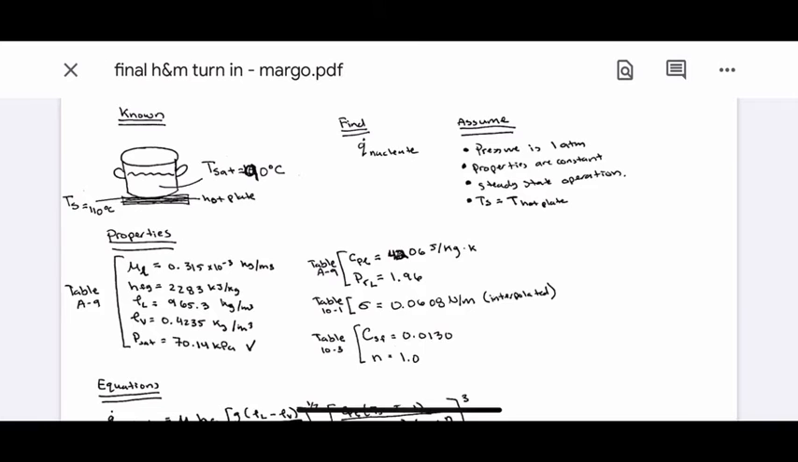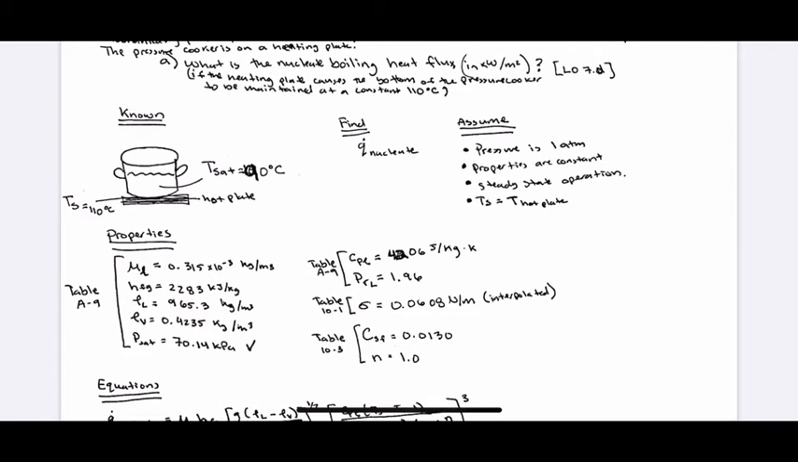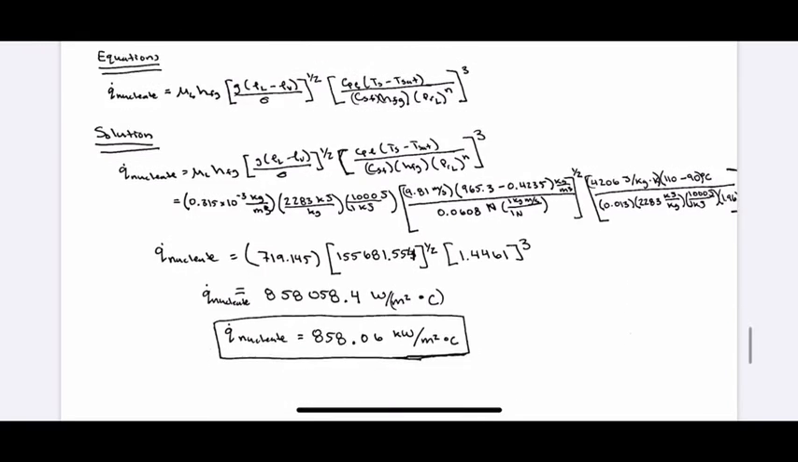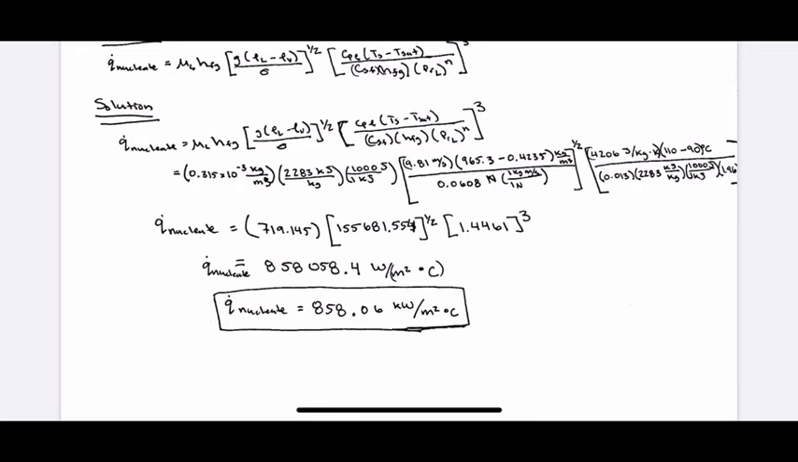Properties were calculated for Tsat, which is 90 degrees. Equations were written, more specifically the equation for the nucleate boiling heat flux. Properties were plugged in, and the nucleate boiling heat flux was solved for.